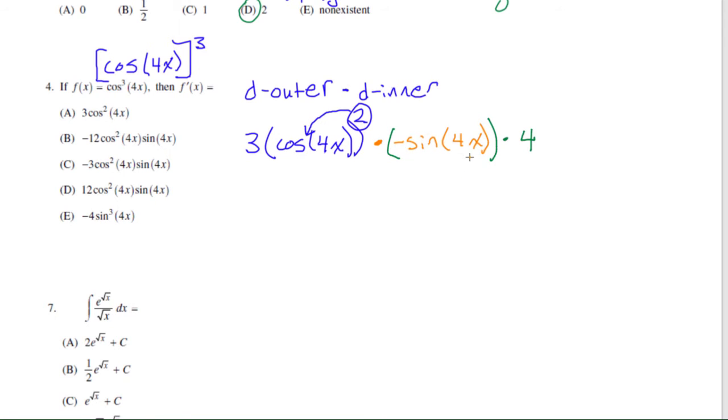There we go. Multiply these all together, and I'm looking at the coefficient. So I have a 4, a negative, and a 3, so my coefficient out front should be a negative 12. So that automatically gives me B. And let's check the rest of it. Cosine squared, yep, 4x, sine x, yeah, everything looks good. So the answer is B.